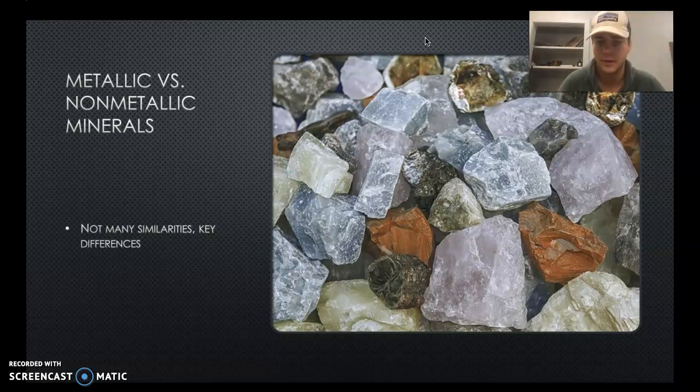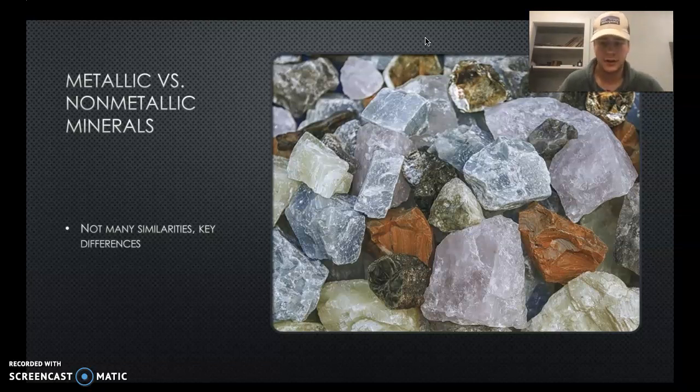and actually young fold mountains. So they are within mountains sometimes. Metallic minerals are good at conducting heat and electricity, whereas nonmetallics are not. Metallics have luster, as stated before. That's a good key difference when you're trying to determine whether a mineral that you're looking at is a metallic mineral or a non-metallic mineral.